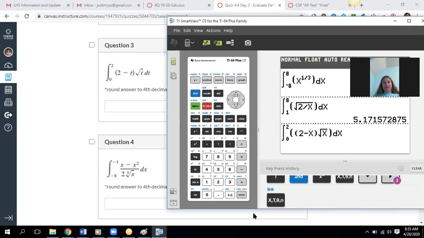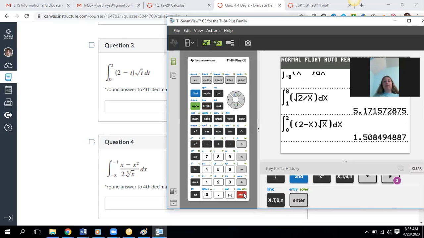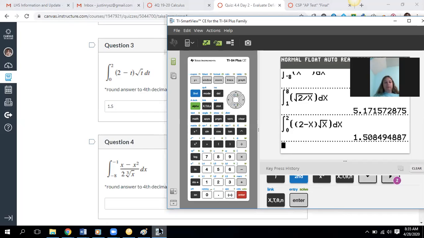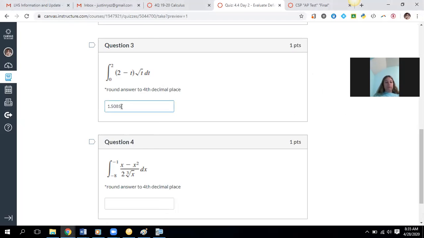Okay. All right. Now, this is the same computer calculator program you told me about earlier. Yep, so this is all on there. If you have a regular calculator, you can still use that, but if you have it, I'm doing the exact same thing that you would do here. All right, so we get 1.5085. I'm hopefully getting these right.